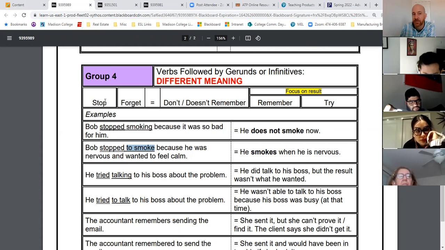So for some verbs, stop, forget, which means you don't remember, remember, and try, the meaning changes when we use a gerund or infinitive. Okay, I'm going to stop recording now, and we're going to watch the videos after a short discussion. Watch the videos in my English lab, which is available to all students in this class.